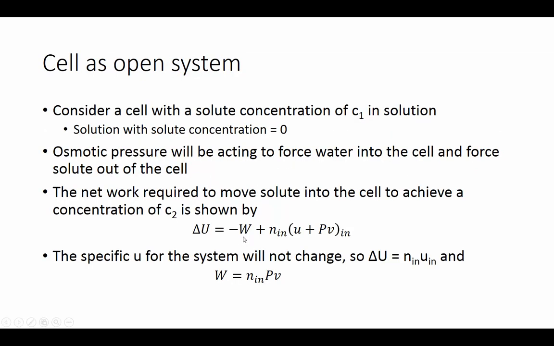Delta U minus the work needed to get something into the cell, a solute into the cell, equals the number of moles in multiplied by the internal energy here of the solute, plus the pressure and volume specific to the solute coming in. The specific U for the system will not change, so delta U basically equals N in, U in, and we can simplify this equation to the work done is equal to the number of moles in multiplied by the pressure and the specific volume.